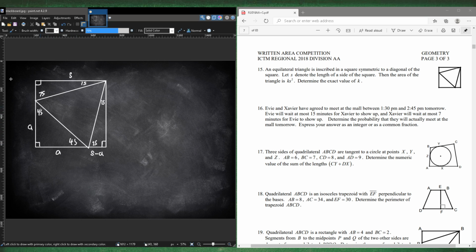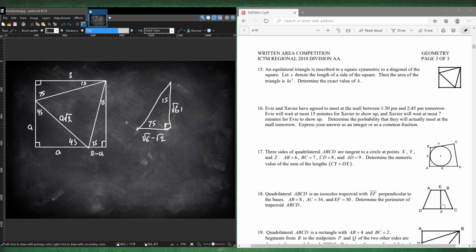Okay, and this is a special right triangle, the 45, 45, 90. If this is a, then this is going to be a times square root 2. And this is also a special right triangle, the 15, 75, 90. Opposite of the 15 is square root 6 minus square root 2. Opposite of the 75 is square root 6 plus square root 2. And opposite of the hypotenuse is 4. So to get from s minus a to the hypotenuse, we've got to get from the side to 4.